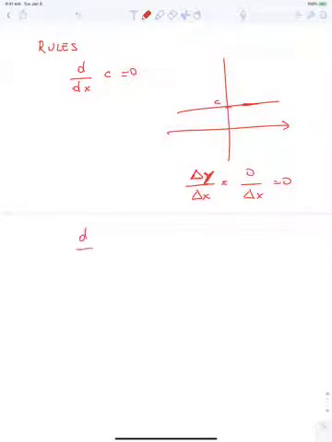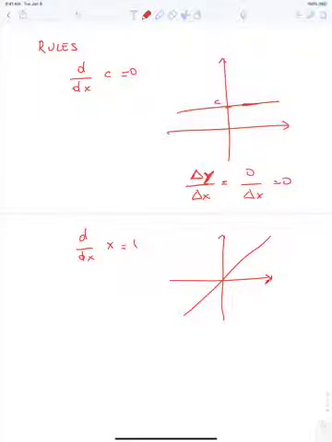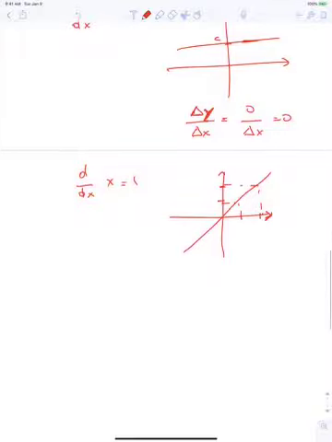The derivative of x is equal to 1. Well, again, this is a straight line. So the slope in x, the increment in y is equal to the increment in x. So the slope is constant and is equal to 1.